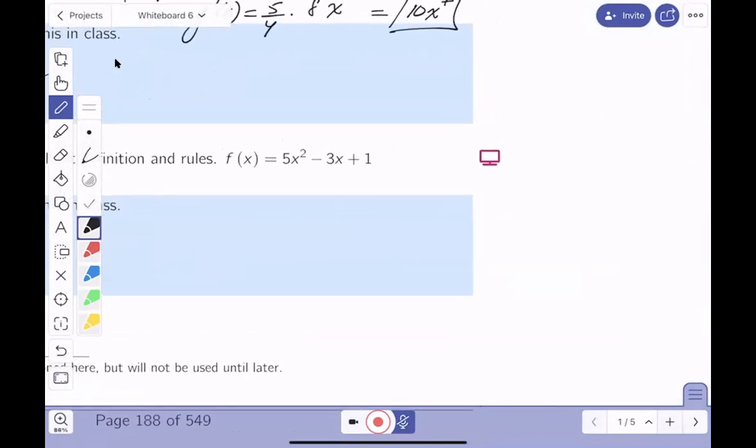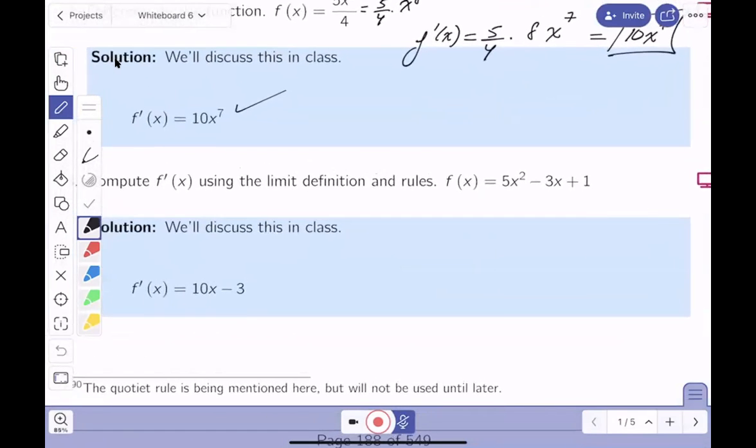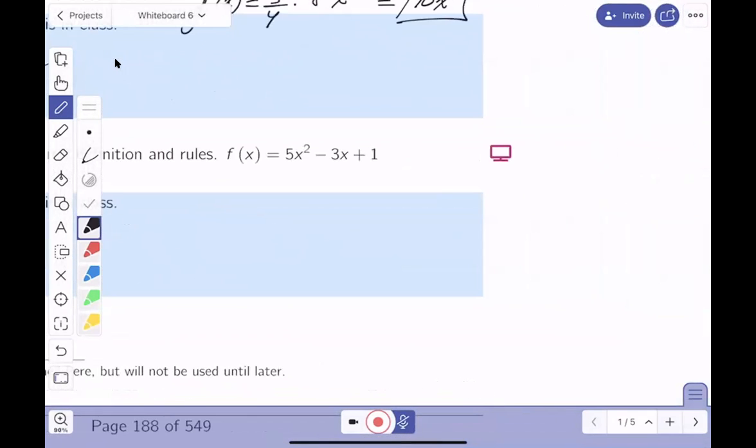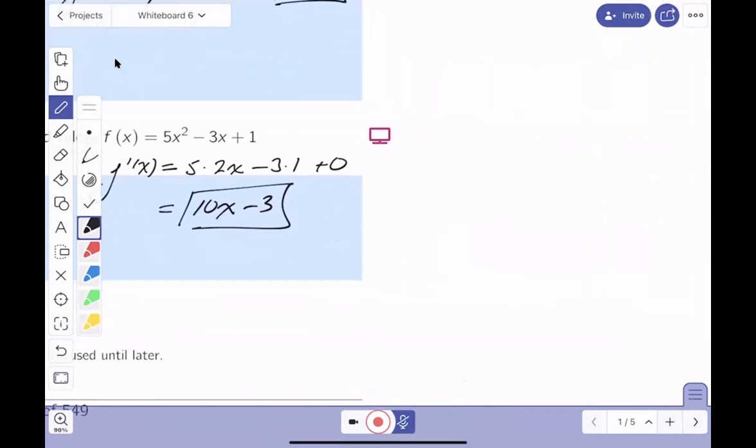Let's do this one over here. And again, it says using the limit definition and the rules. Well, I'm going to use the rules first. f prime of x. What do you get there? Well, 5 times the derivative of x squared, which is 2x, minus 3 times the derivative of x, which is 1, plus 0. What does this give us? 10x minus 3. Right?